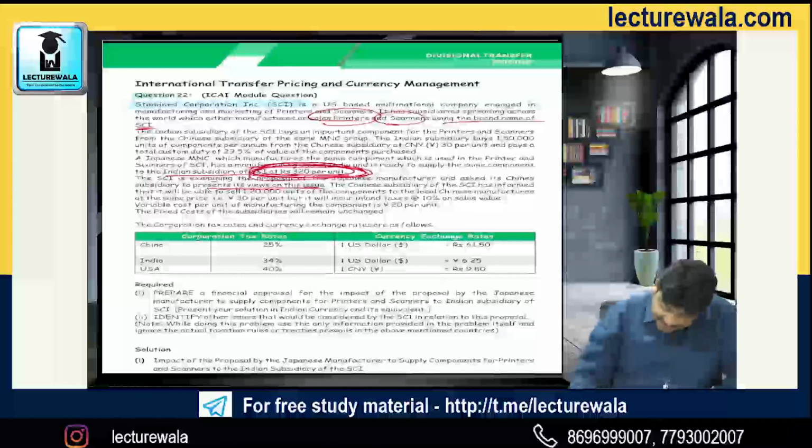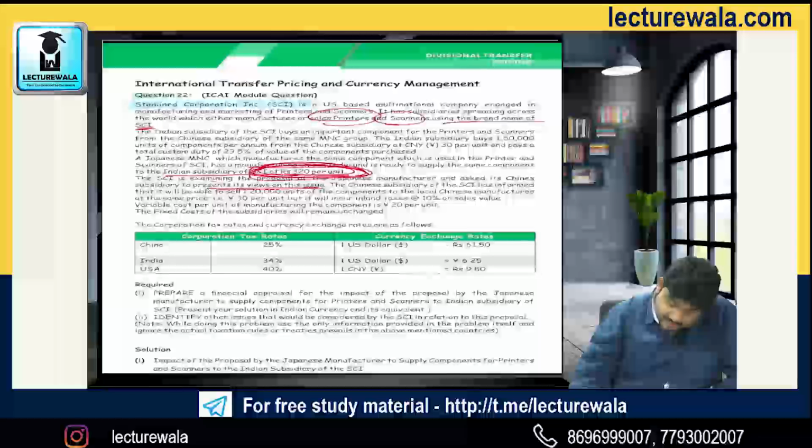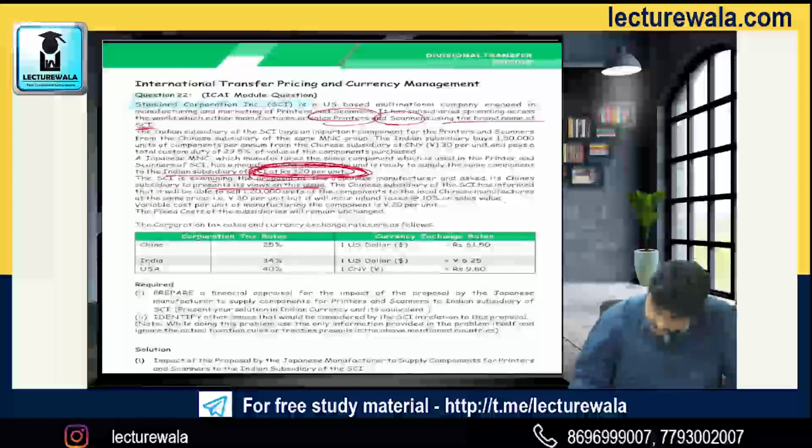Chinese subsidiary of SCI is informed that it will be able to sell 1,20,000 units of the components to the local Chinese manufacturers at the same price of yen 30 per unit, but it will incur inland taxes at the rate 10% on sales value. Variable cost per unit of manufacturing the component is yen 20 per unit.